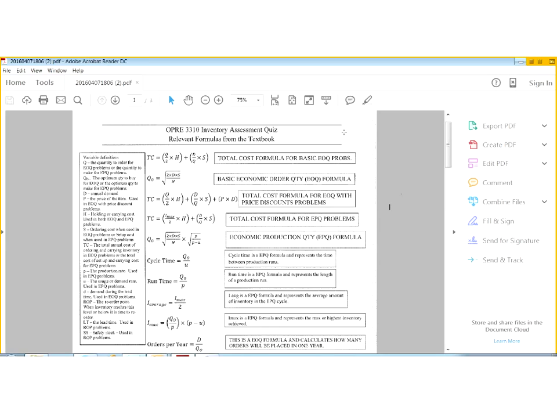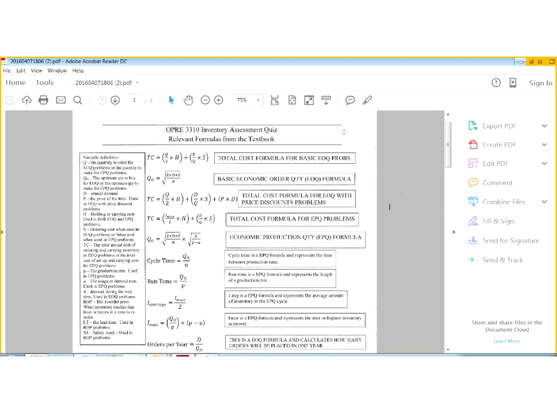So let's start with Q. Q is a variable for the quantity to order, if this is an economic order quantity, or the quantity to make, if it's an EPQ. The Q with a little O underneath is a subscript, stands for optimum, so that would be the optimum order quantity or the optimum production quantity.